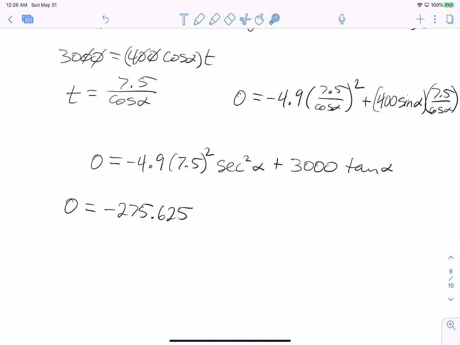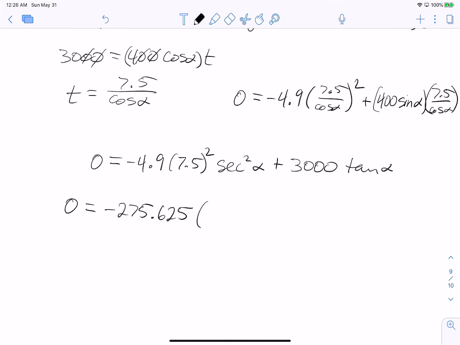But then we have another choice to make here. We have a secant squared in our equation, and we have a tangent of alpha in our equation, right? We can replace secant squared of alpha using something that has a tangent squared of alpha, and then we'll have only one trig function in our equation.